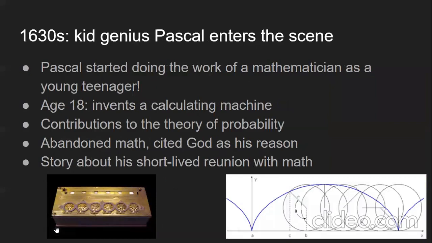In the 1630s, we have the kid genius Pascal entering the scene. He was really something. At 14, he was already attending meetings of senior French mathematicians. At 16, his mathematical writings were so impressive that Descartes refused to believe that a boy his age had written it. He didn't believe that a 16-year-old had really written what he had written. And then when he was 18, he invented a calculating machine, seen there on the left, that is seen as a predecessor to the modern computer, which is really crazy because we're still in the 17th century. He also made strides in the theory of probability, building off of the work of Cardano from a century earlier.